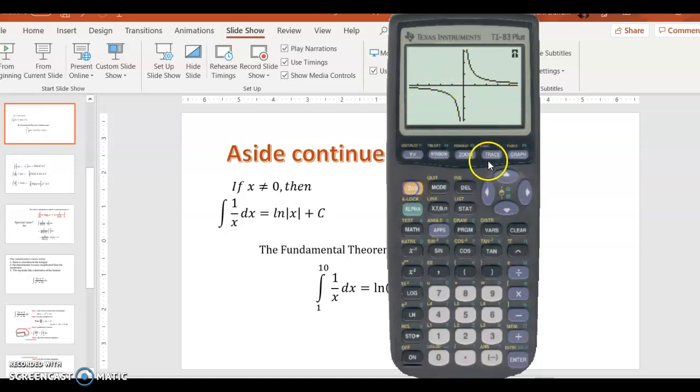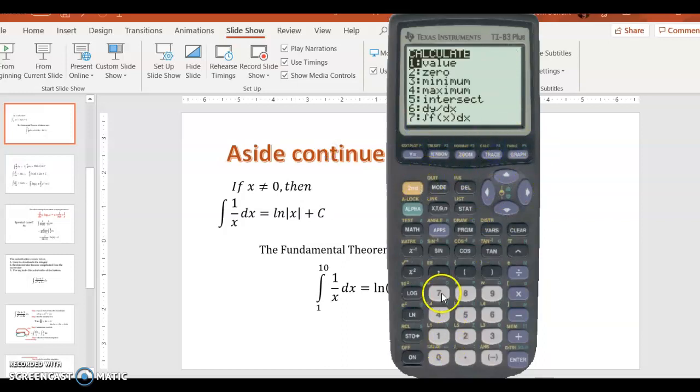Now when I want to go to calc, number 7, I've got a lower limit of 1 and an upper limit of 10. It's going to give me an error message because this upper limit isn't on the graph. So I have to change the window, down to say 11, and graph. Okay, now it will like it.